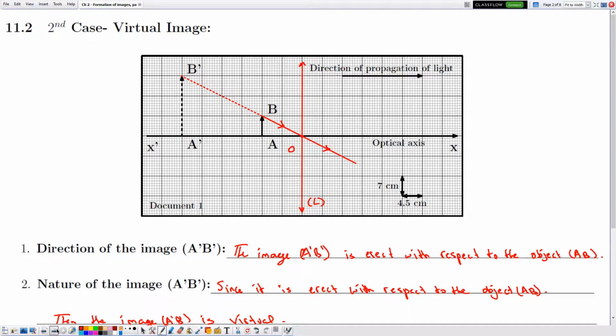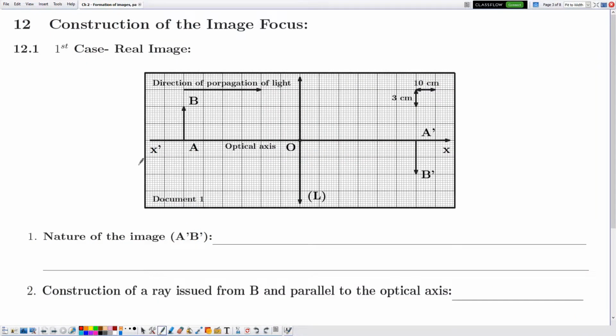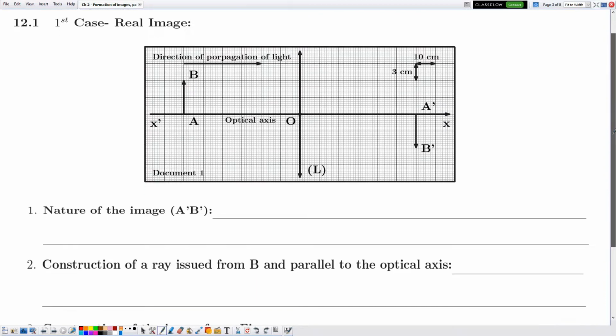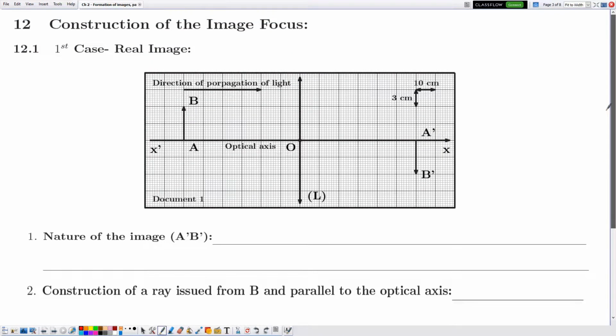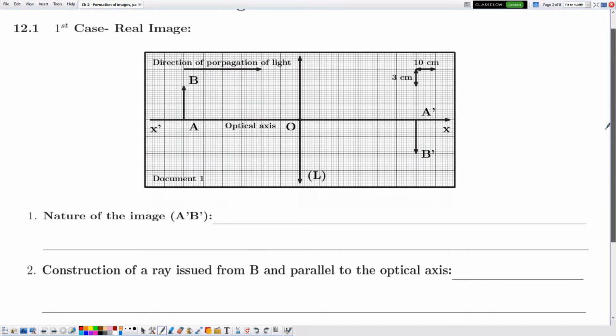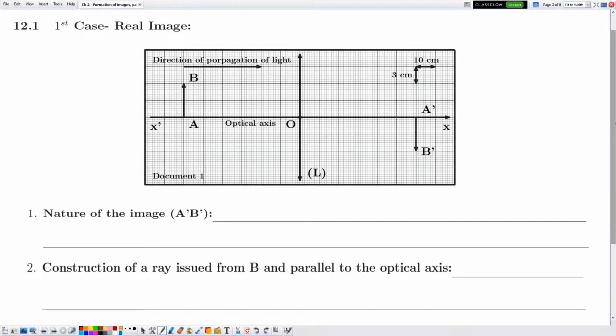And now let's move to the next section. So in section number 12, construction of the image focus. In the previous section, we have constructed the optical center. So now we will learn how to construct the image focus of a given lens. So let's start with the first case, which is the case of a real image.